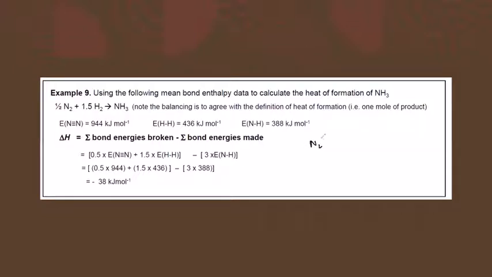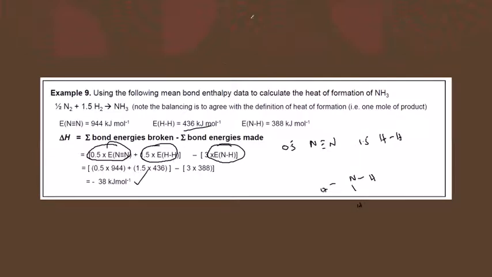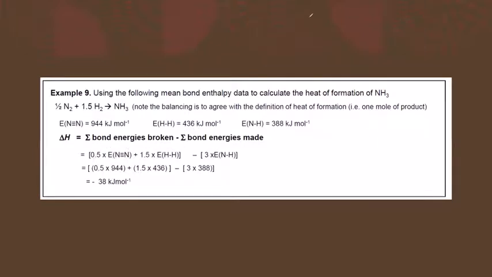So N2 means nitrogen, with a nitrogen-nitrogen triple bond. And how many moles are there? Half a mole. And hydrogen, and ammonia. So bond breaking minus bond forming equals the energy change. So 0.5 times the N≡N triple bond, 1.5 times the H-H bond, and minus 3 times the N-H bond, because one molecule is produced. So the enthalpy change of formation for ammonia is negative 38 kilojoules per mole.